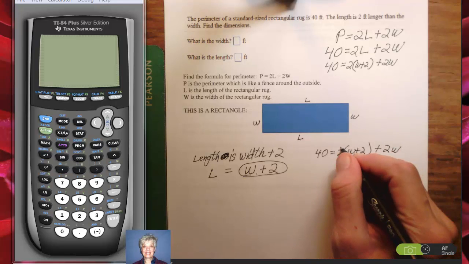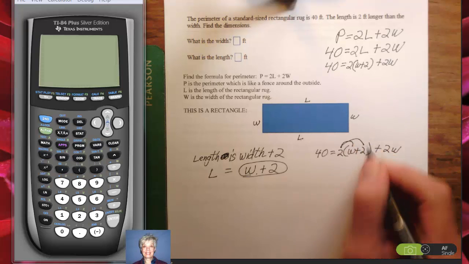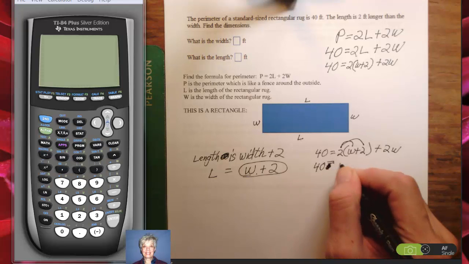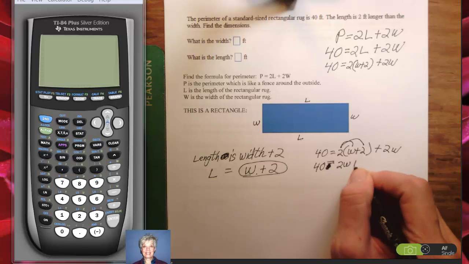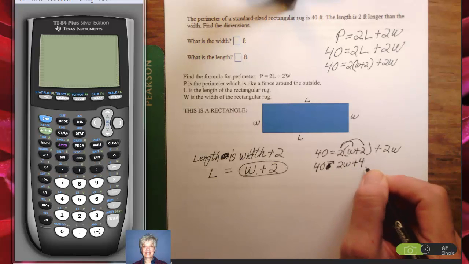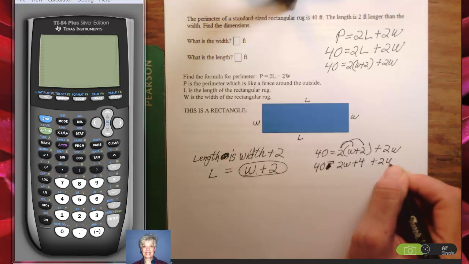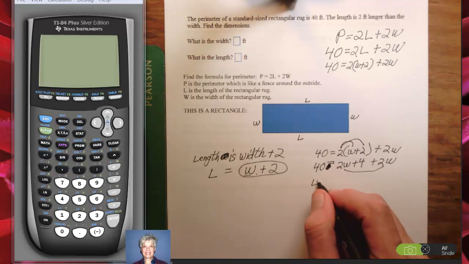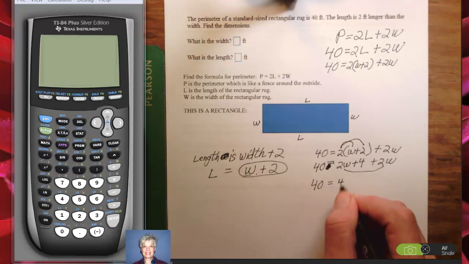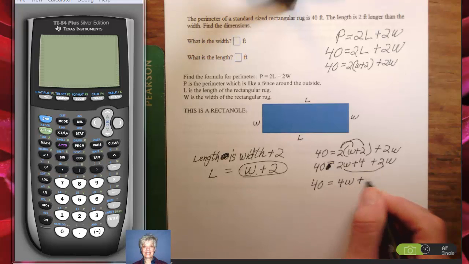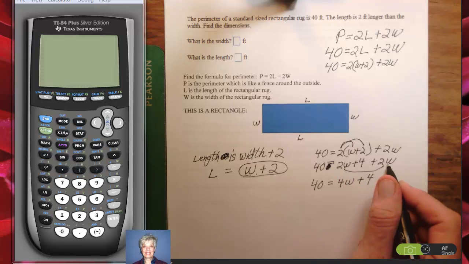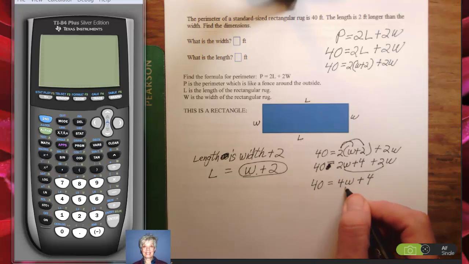I need to distribute here. So I'll have 40 equals 2W plus 4 plus 2W. Now I'm going to add my like terms together. 40 equals 4W plus 4. Because 2W, you've got 2 W's, you add another 2 W's, you now have 4 W's.